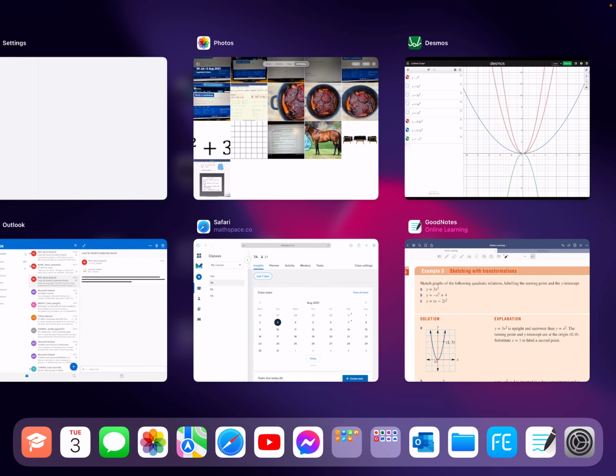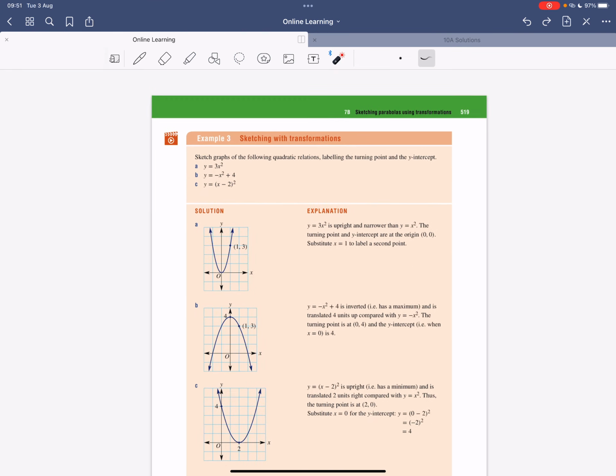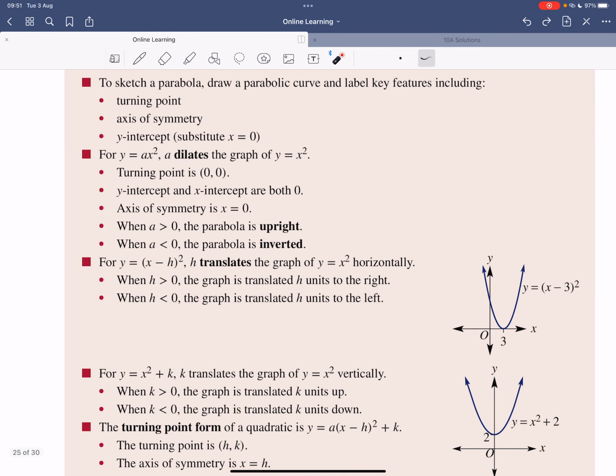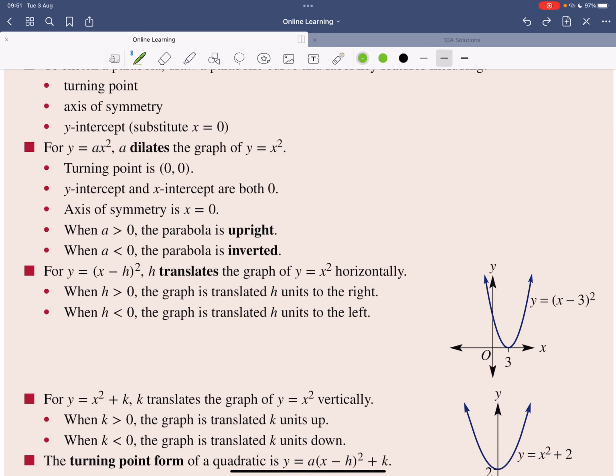So let's have a look at those key ideas right here. If we just quickly draw y equals ax squared, let's go blue. That was just y equals x squared, right?